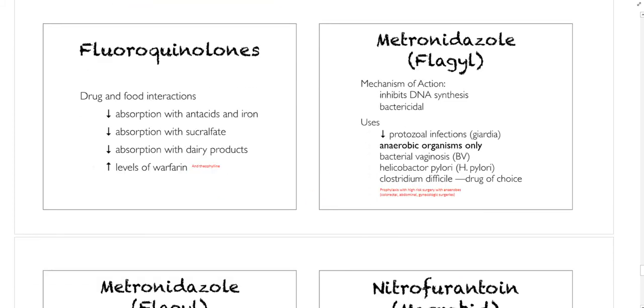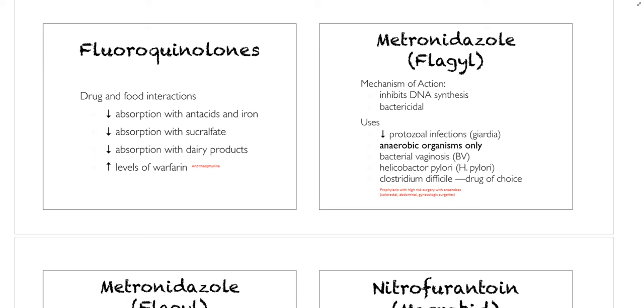They have a lot of absorption issues, so we're not going to take this alongside antacids or iron or sucralfate or calcium or any dairy products, because we're going to have a decrease in absorption. It'll also increase the levels of warfarin and theophylline, so we are going to want to decrease the doses of those to prevent those from becoming toxic. We don't want them bleeding out or becoming, I think it's a hyper-metabolic issue with theophylline.